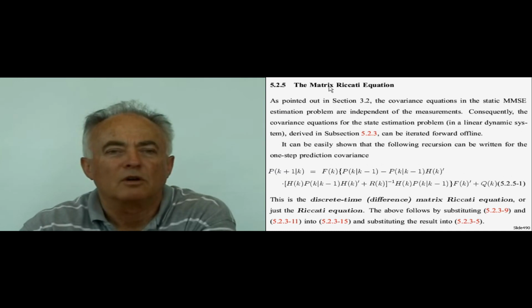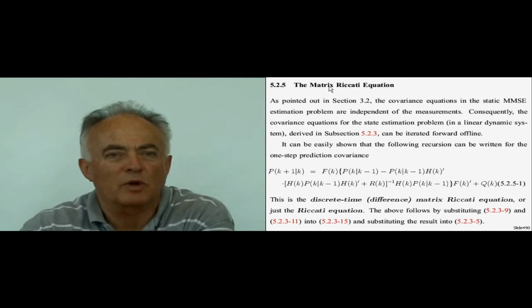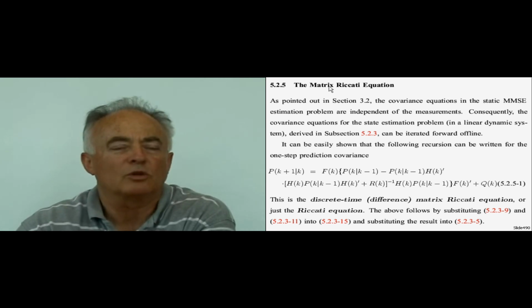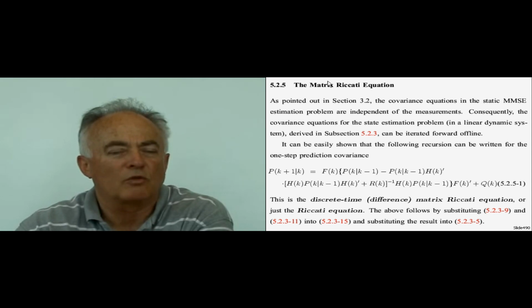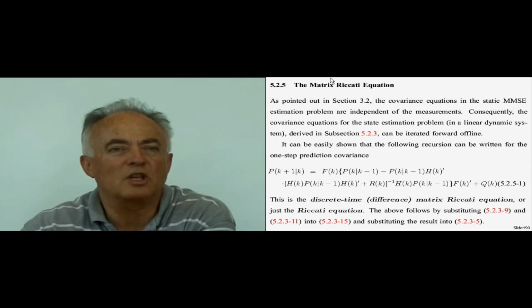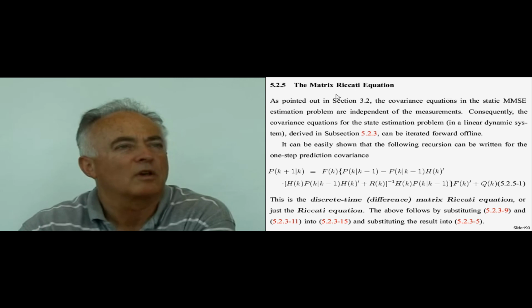Now, we have seen the covariance equations. There was a state prediction covariance and a state update, the update of the state covariance. So the two steps, covariance prediction and covariance update, can be lumped into a single equation as follows.